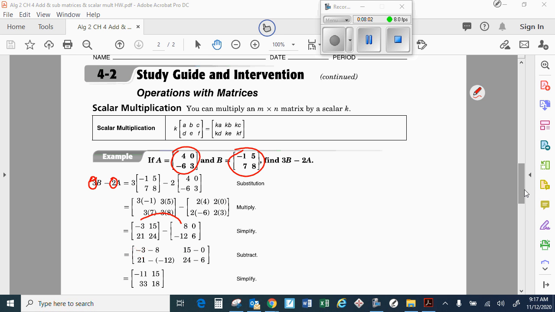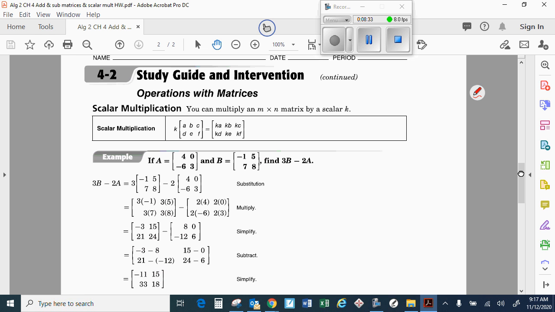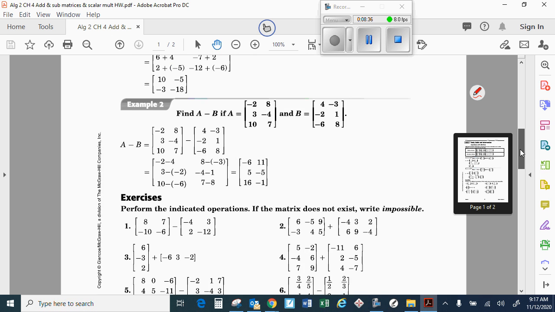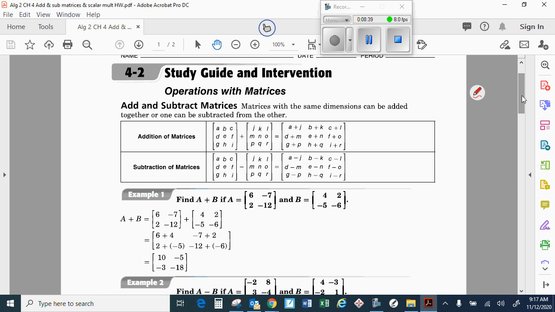So -3 minus 8 is -11. 15 minus 0 is 15. 21 minus -12 is 33. And 24 minus 6 is 18. If you want to write those out, as I showed you there for the work, you can. But I would also allow you to just subtract in your head, if you know your integers. If you want to show full work, this was an example of every step shown. All right, so we have scalar multiplication, scalar addition and subtraction, and just regular addition and subtraction. So the whole concept is adding and subtracting matrices.